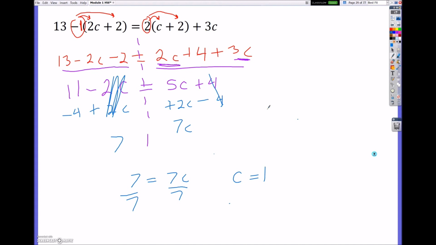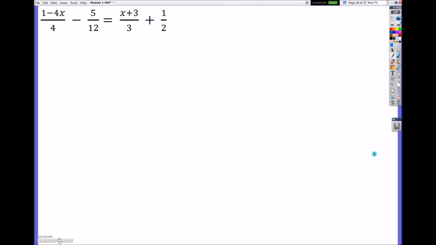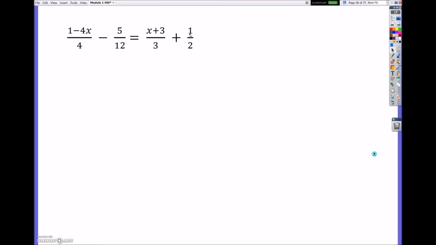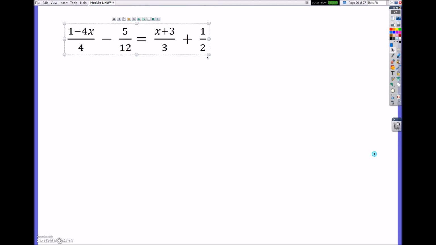So if I were to plug 1 back into this equation, I would get a simplified version that is a true statement. All right, so obviously this one looks a little tough because there's lots and lots of fractions. What I always tell the students is always look for an LCM.